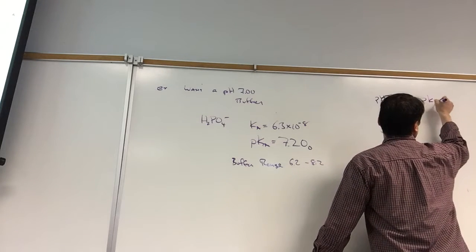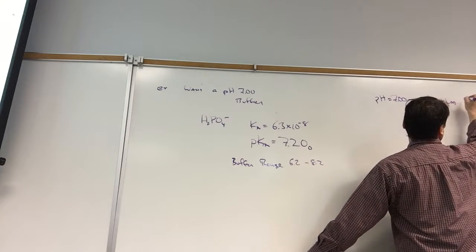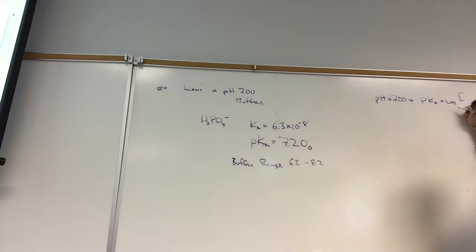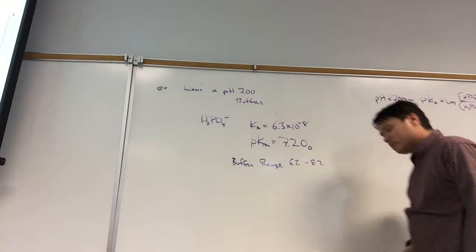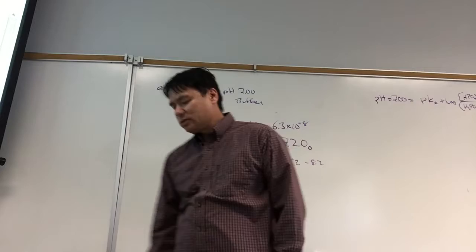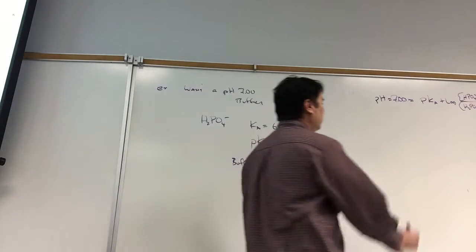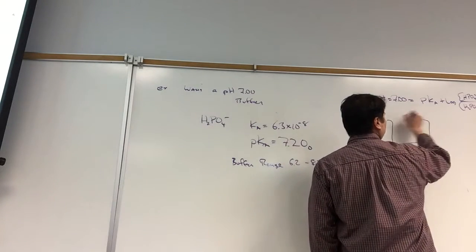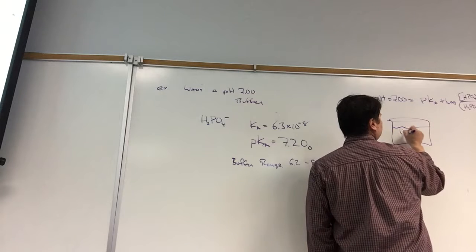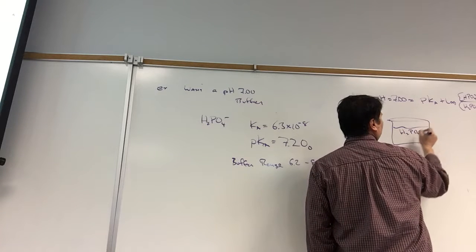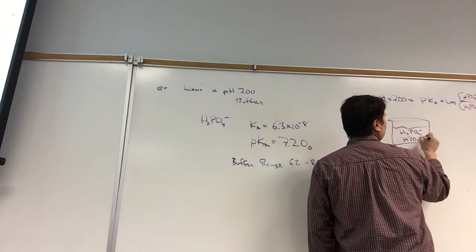This is going to equal the pKa plus the log of the base over acid. What is the base in this case? The base is going to be monohydrogen phosphate, and the acid is going to be the dihydrogen phosphate. Even though both of these are amphoteric, their mixture is going to set their behavior. Both of these can act as acids and bases: we have H2PO4 minus and HPO4 2 minus.